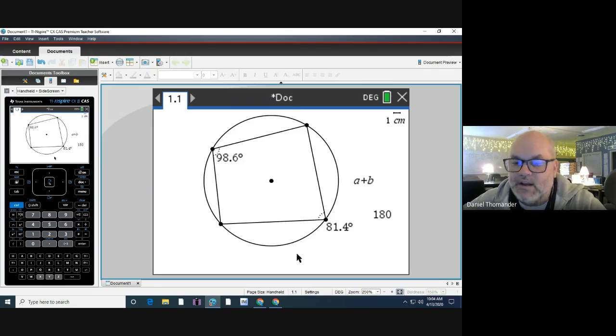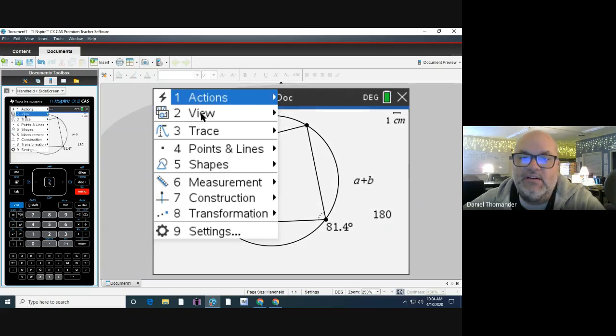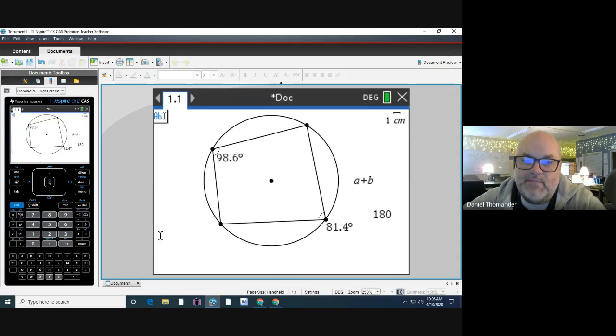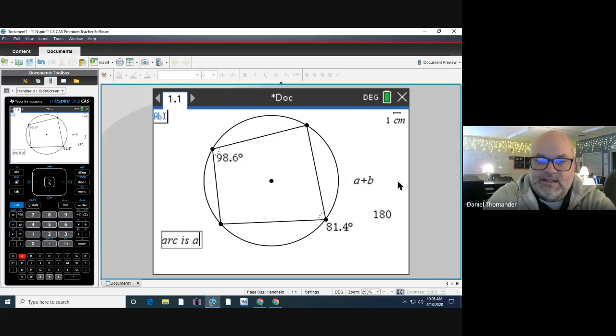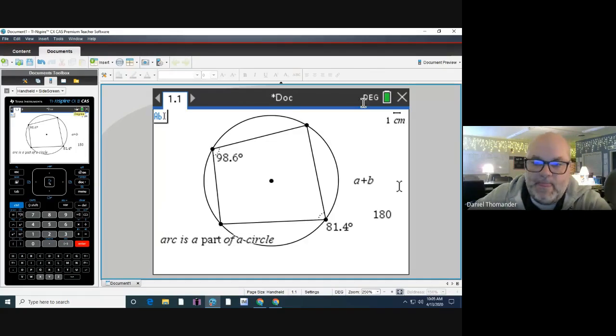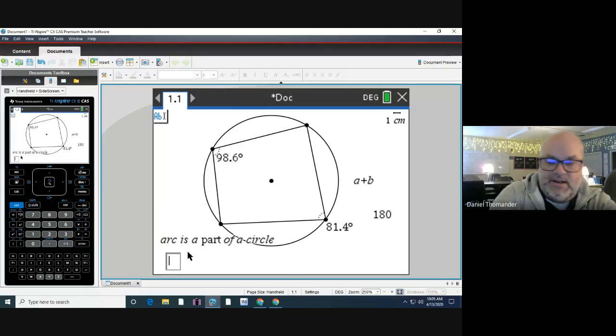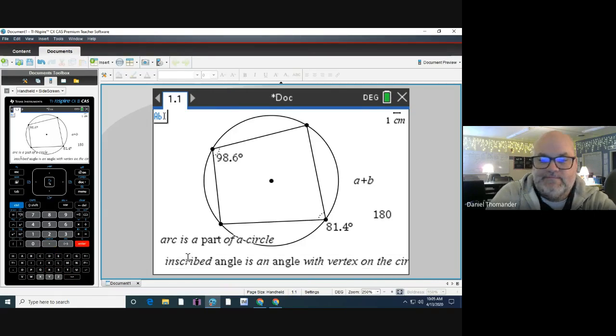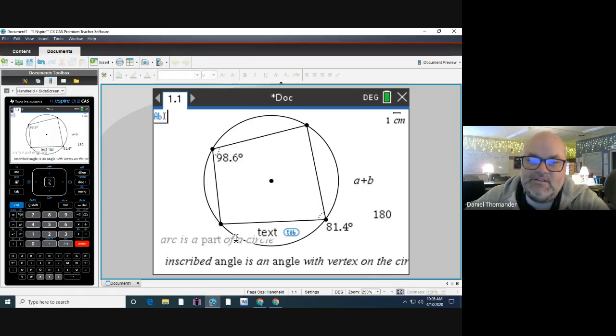Okay, so let's go over a few things here real quick, right? Let me get a text tool out here. So just to remember, an arc is a part of a circle, right? And then another thing we'll put in here is an inscribed angle is an angle with vertex on the circle. Okay, so now the relationship is this, right?